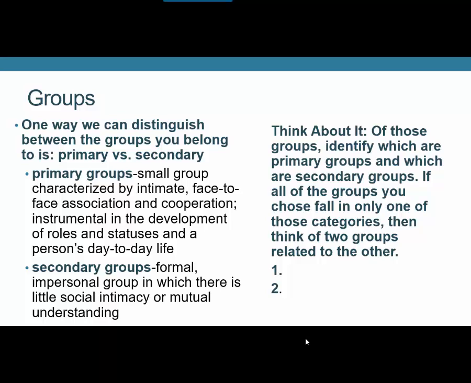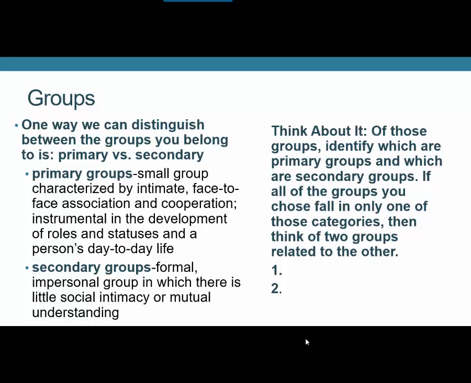Similar to statuses, we can distinguish between groups. And one way we can distinguish is by defining them as either primary or secondary. Primary groups are smaller groups. They're characterized by intimate, usually face to face association and cooperation. And they're very instrumental in the development of your roles and status in a person's day to day life. Primary groups would include your family, your close friends, your coworkers if you don't work at a place that just has a massive number of employees, but if instead, you have a core set of coworkers.